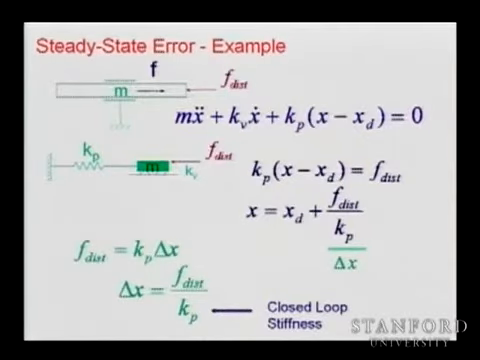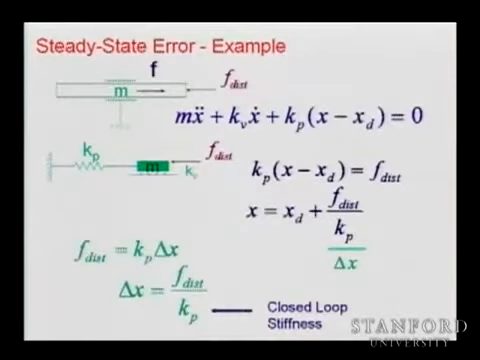And this is your m times Kp prime. Don't confuse Kp prime for the unit mass system and the Kp. Okay, now how can you get rid of that error? The steady state error.